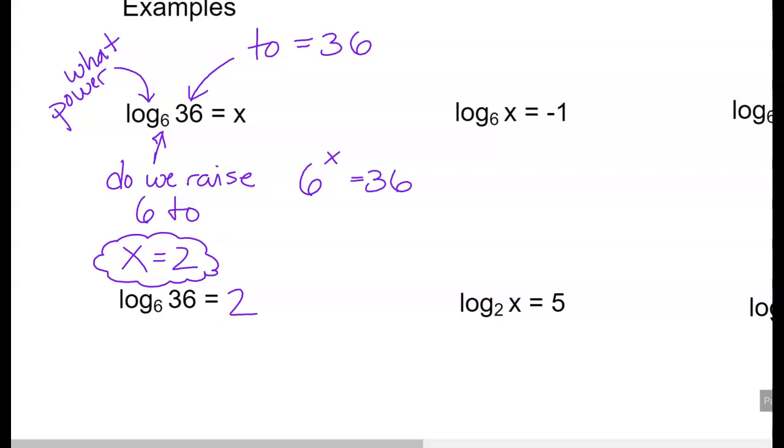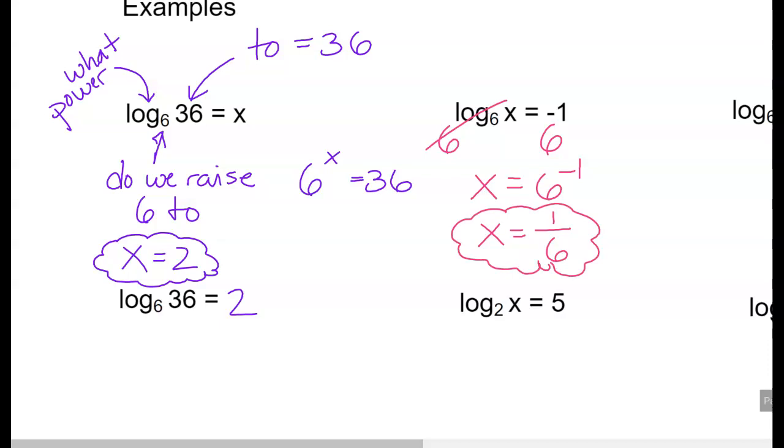What is the base on this log? 6. And what is the opposite operation of log? Exponential. So we have to create a big base of 6 on both sides. Big base. What happens to the 6 raised to log base 6? And you're left with? Exactly. What is 6 raised to the power of negative 1? And I'm done.